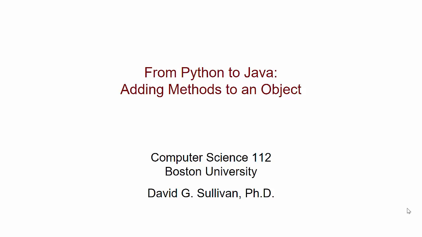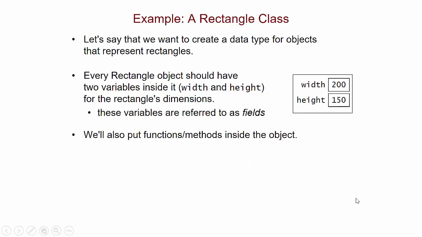In this video, we're going to see how we can add methods to an object in a class that we are defining. In the previous video, we were looking at a rectangle class, which is a blueprint for objects that look like this. They have two fields, one for the width of the rectangle, one for the height. And we already looked at the constructors of those classes.